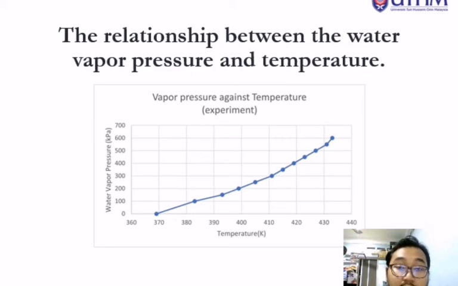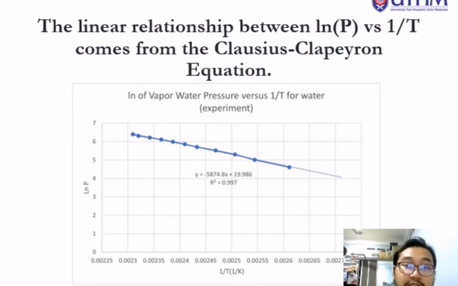Based on the data we obtained, it corresponds to the Clausius-Clapeyron equation theory. This graph indicates the pressure of water vapor will increase as the temperature rises. This is the linear relationship between ln P versus 1 over T that comes from the Clausius-Clapeyron equation.